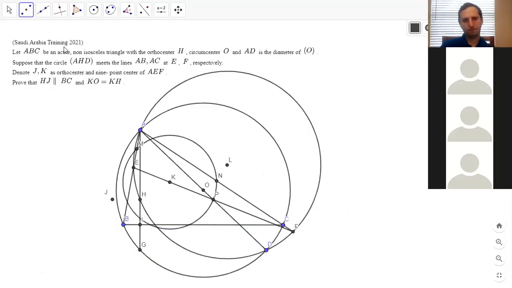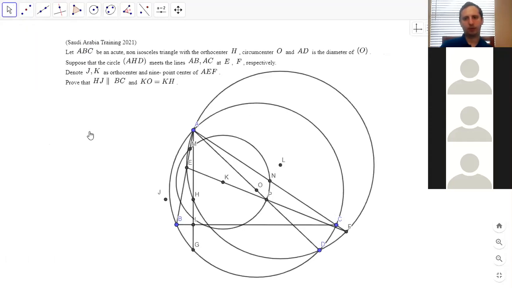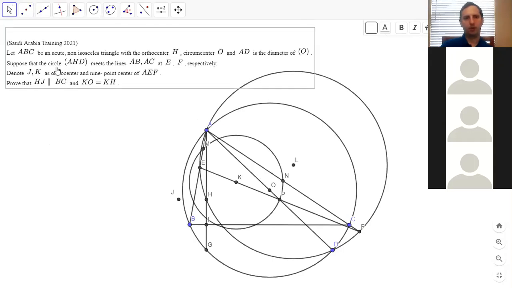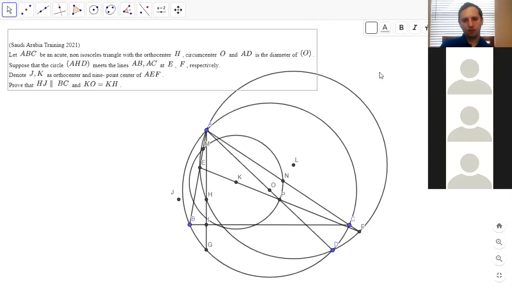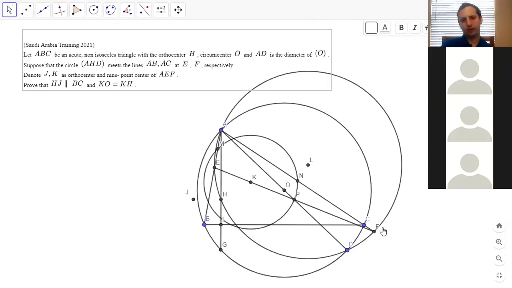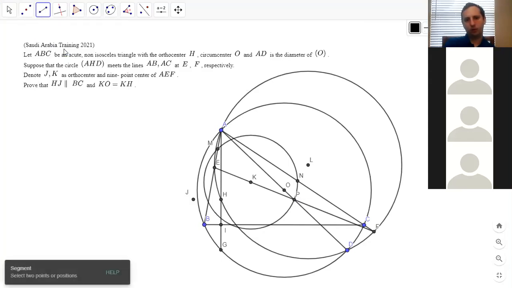So yeah, we have to prove a couple things here. There's a lot of things I just saw by using GeoGebra. So the midpoint of EF lies on AD. That's not obvious. So what do we want to prove? We want to show HJ. First of all, we want to show HJ is parallel to BC. And then we want to show KO is equal to KH. So I think JE is equal to, so JEL.